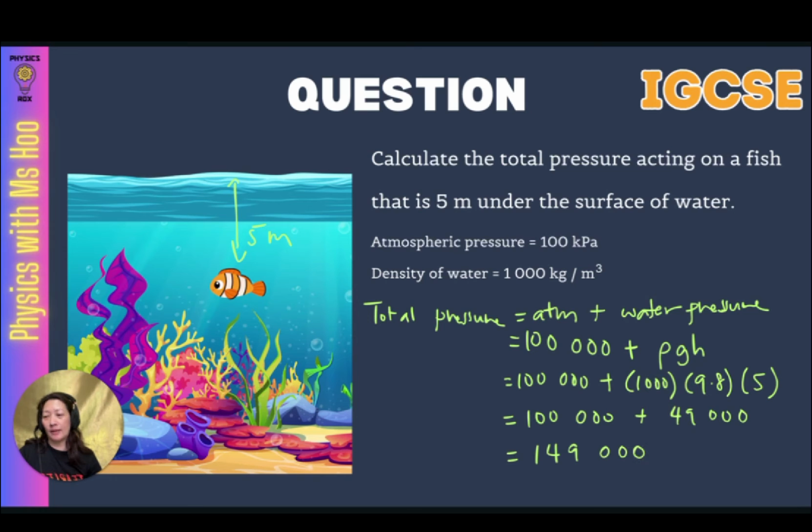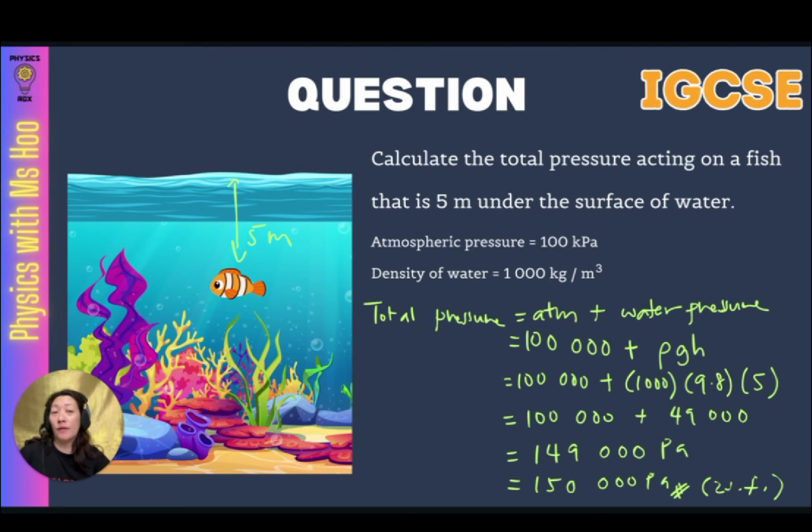149,000 pascals. Now you can leave the number like this because remember, for IGCSE, they prefer us to write the values in 2 to 3 significant figures. But if you want to write it to 2 significant figures, that's fine as well, which means it'll be 150,000 pascals. It's 2 significant figures.